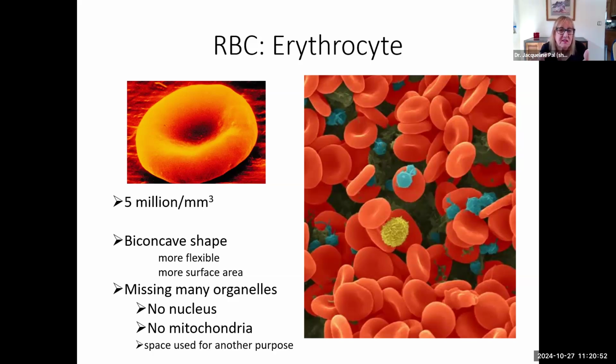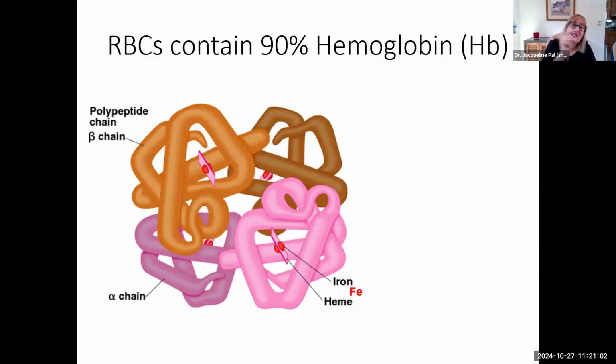So that means if we've gotten rid of a lot of organelles, we must need this space for another purpose. What is that purpose? This red blood cell is 90% full of something called hemoglobin. So you ask, well, what is hemoglobin? Well, let me show you.